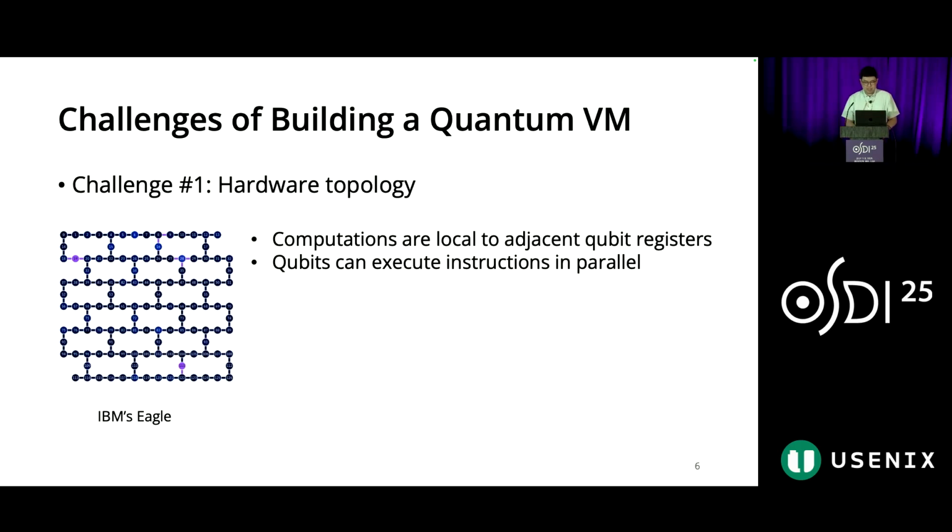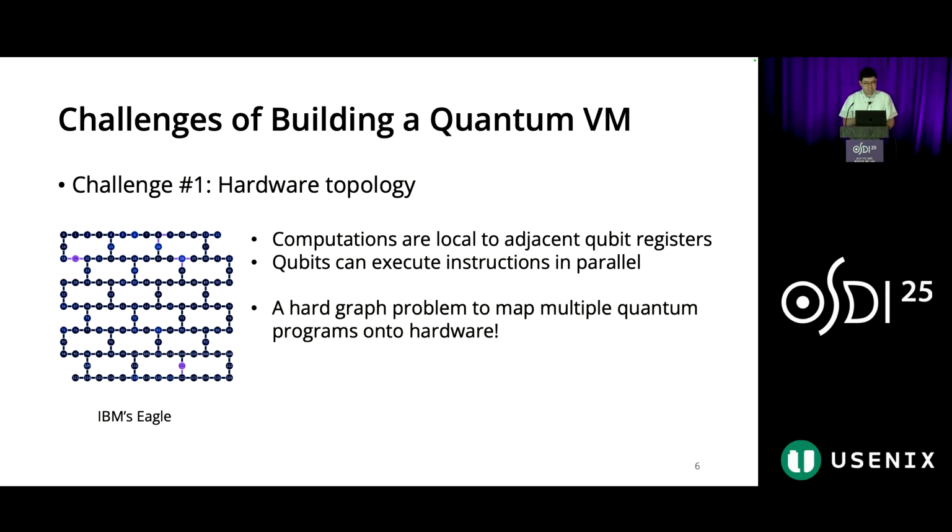But what is good about quantum is that, instead of a CPU where you execute instructions sequentially, instructions on different qubits can execute in parallel. This hardware topology constraint leads to a very complicated stage to allocate memory for quantum programs onto the real quantum hardware. It usually involves complicated graph algorithms to satisfy those topology constraints. And when we come to multiplexing quantum hardware, it becomes an even harder graph problem to map multiple quantum programs onto the real quantum hardware.